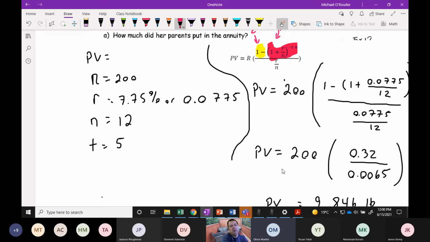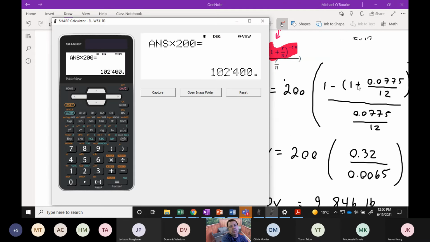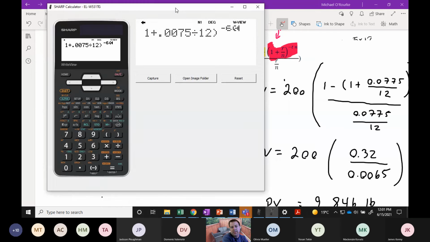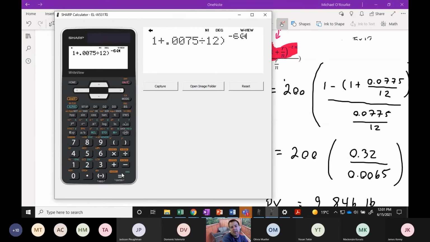See, what I would do if I were you, you could type in the inside part, the top part, all at one time. Go 1 minus bracket, 1 plus 0.0075 divided by 12, bracket to the power of, what was my number up there? 60, right? Negative 60? Yep. Then you can press equal there.